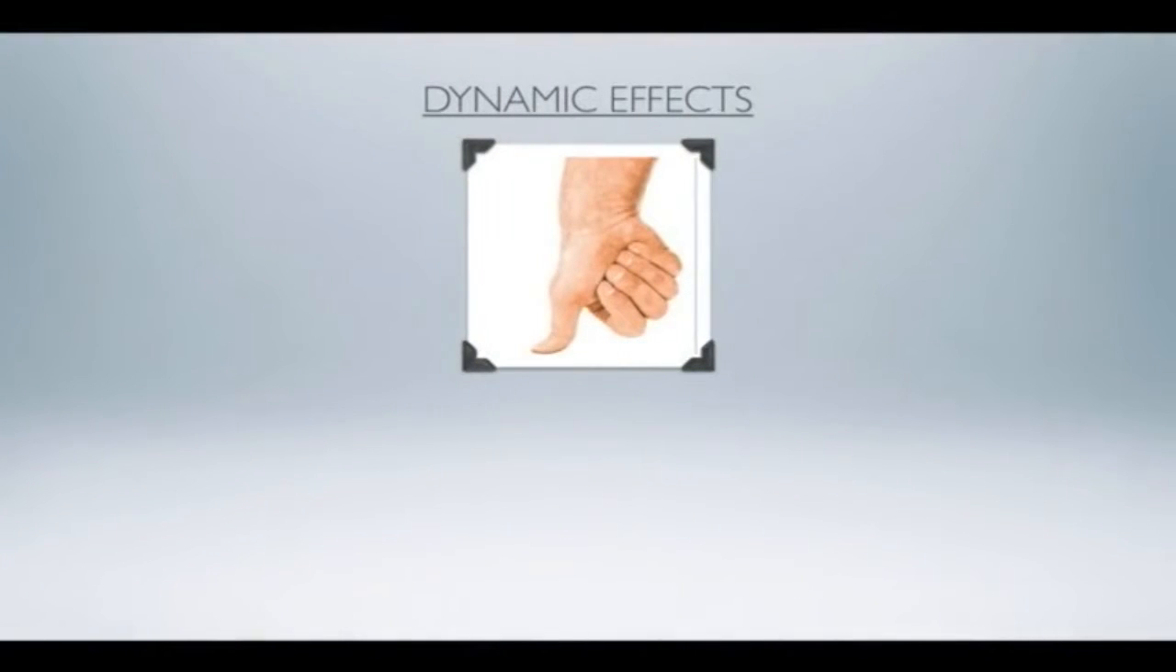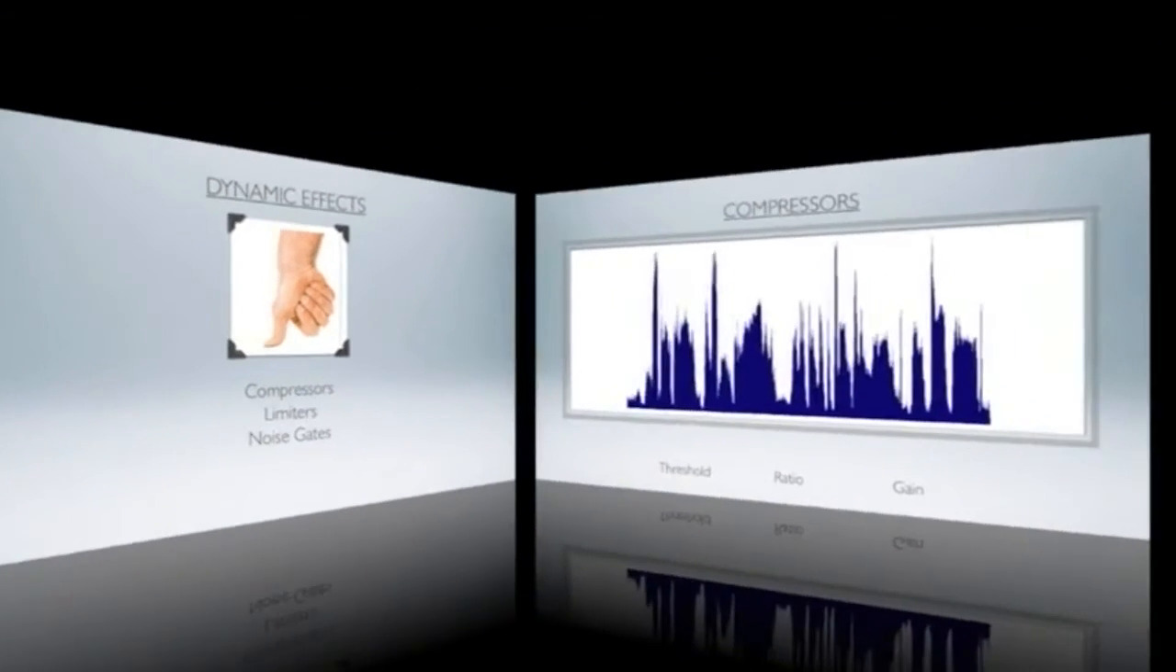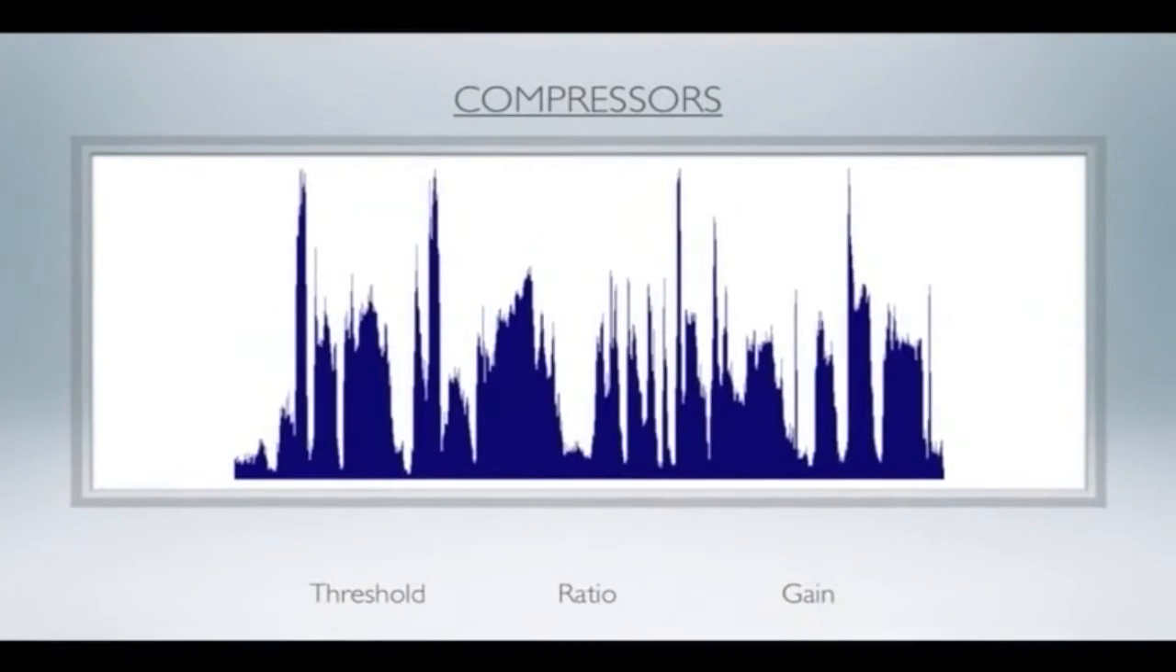Okay, the three dynamic effects we'll look at are compressors, limiters, and gates. And the first one we'll look at is the compressor. Now, if you look at a signal like this, there's a lot of big peaks, but the average level of this signal is pretty low. A compressor's job is to compress down those peaks so we can have an overall hotter signal.